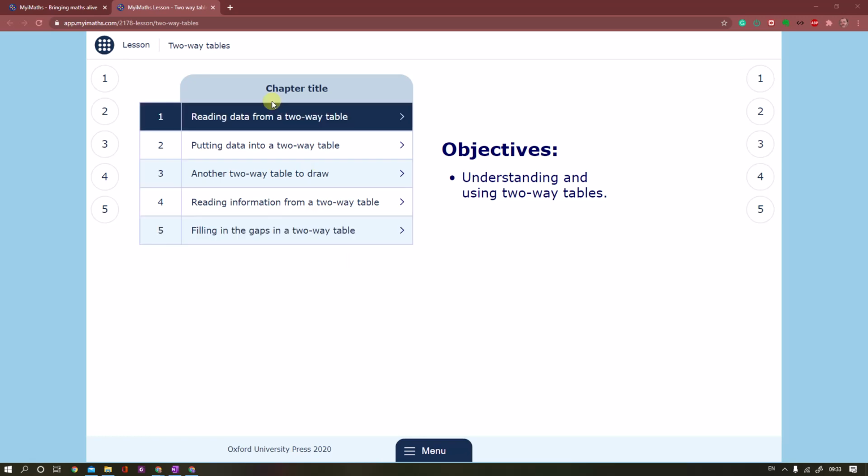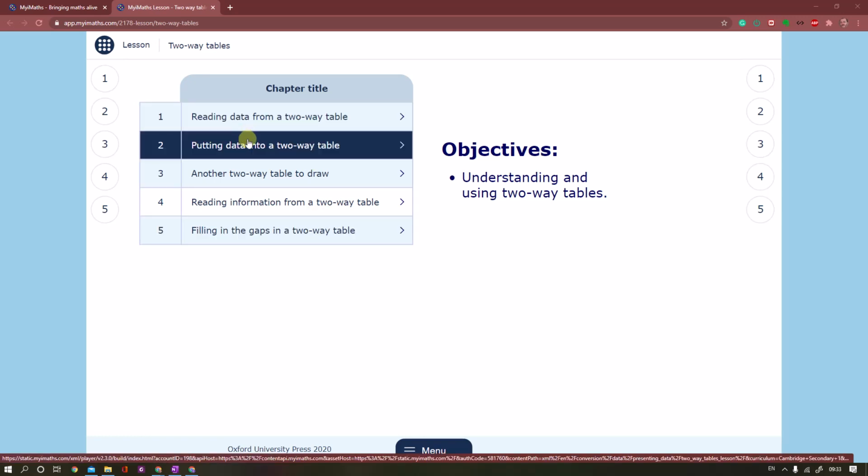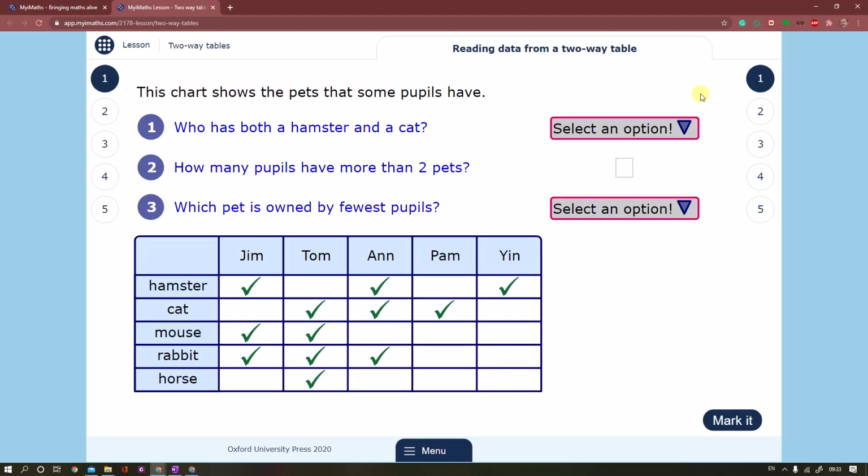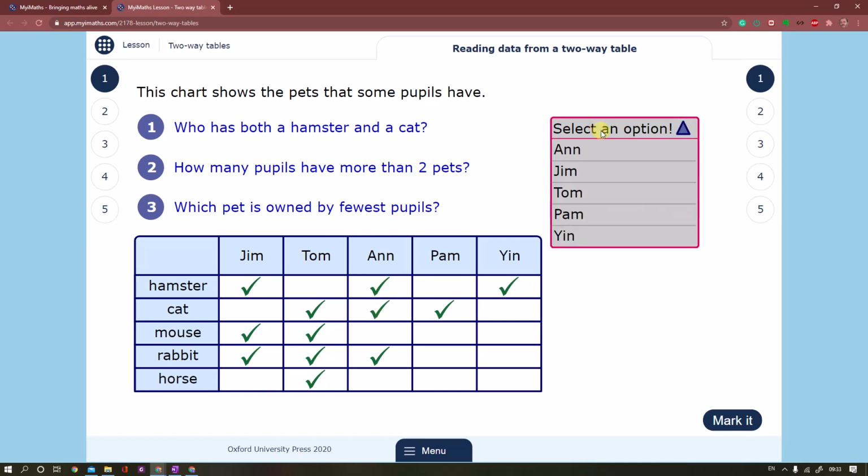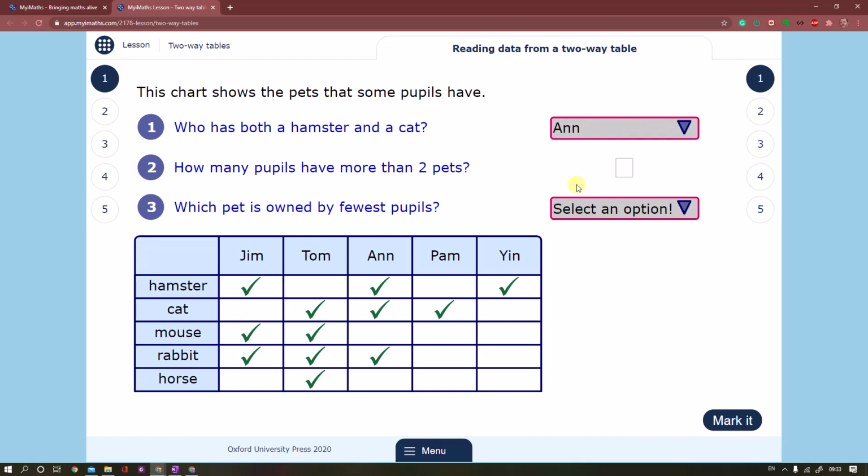Okay, this is a quick run through on using two-way tables. Two-way tables are a way of presenting information that's related. So this is a two-way table, and it says which people have hamsters, and there can be multiple answers. So who has both hamster and a cat? Hamster and cat, the two lines we can run through, and only the one in the middle has both hamster and cat. So put that in.